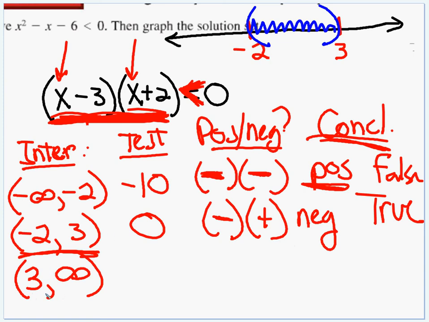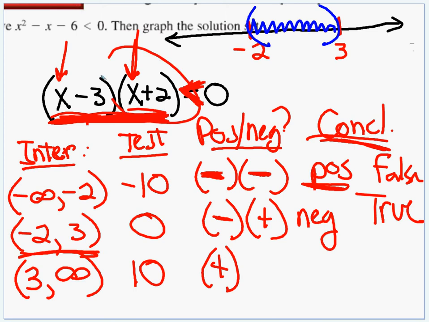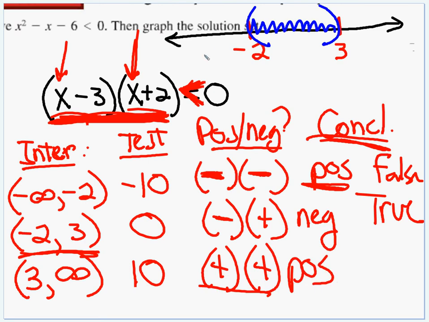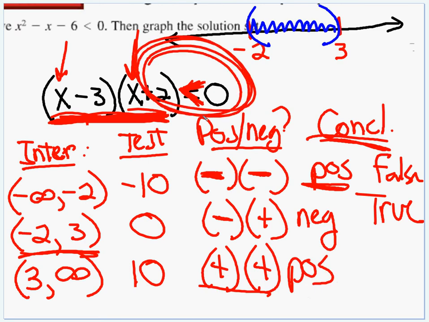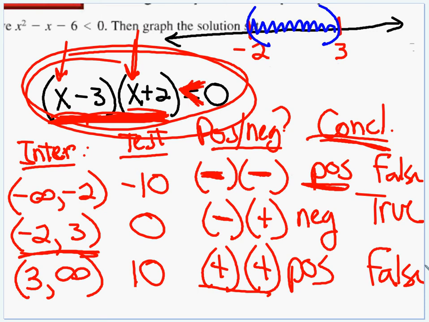Last interval, 3 to infinity. Great number to use, positive 10. If I put the positive 10 in here, 10 minus 3 is positive. And if I put the 10 in here, 10 plus 2 is positive. Positive. A positive times a positive is a positive result. And remember, our conclusion, we're looking for less than 0. Well, positive numbers are not less than 0, so that's also going to be false. So there's our solution set. All the numbers between negative 2 and positive 3 will make the original inequality a true statement.